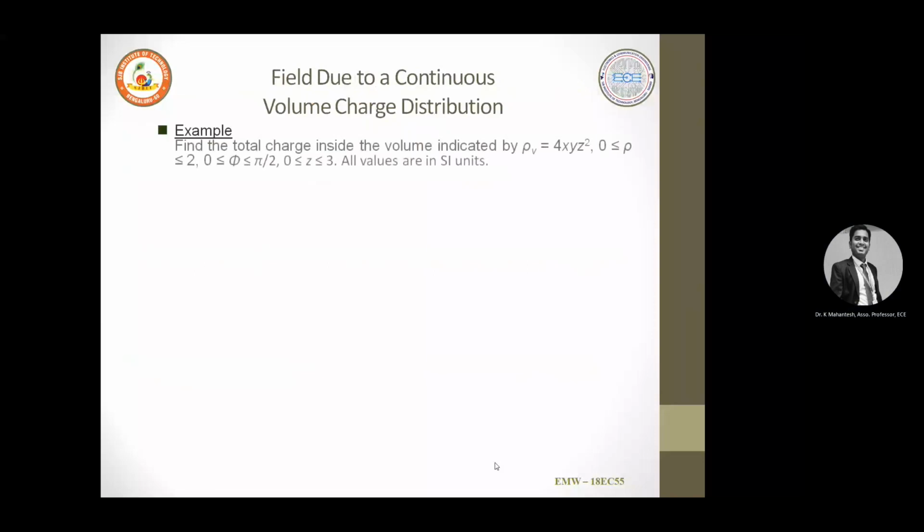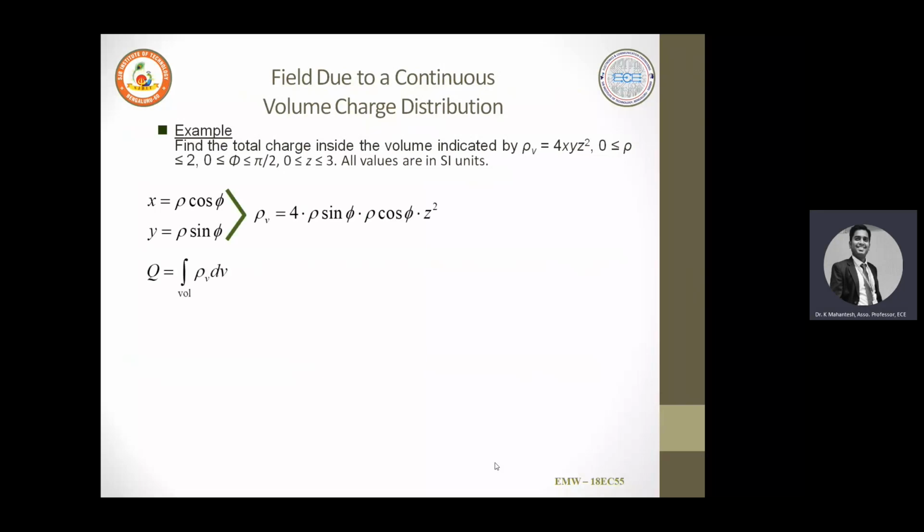Example: find the total charge inside the volume indicated by rho v is equal to 4xyz square, where rho varies from 0 to 2, phi varies from 0 to pi by 2, and z varies from 0 to 3. All values are given in SI units. As I explained in the previous slide, x is equal to rho cos phi, y is equal to rho sin phi, and rho v is equal to 4xyz square.